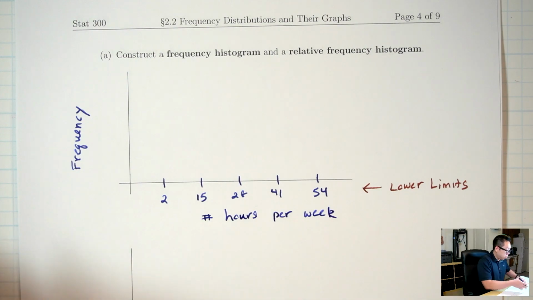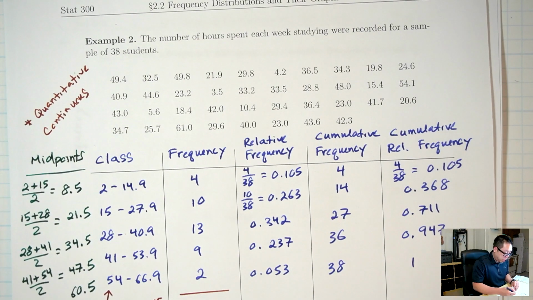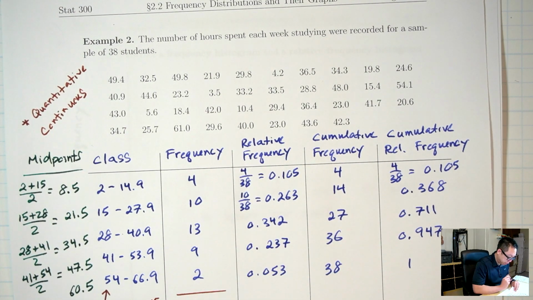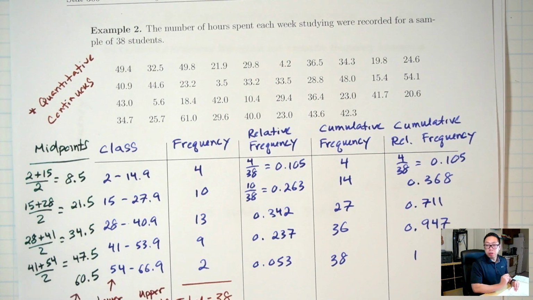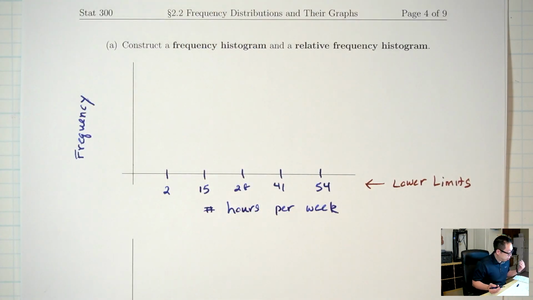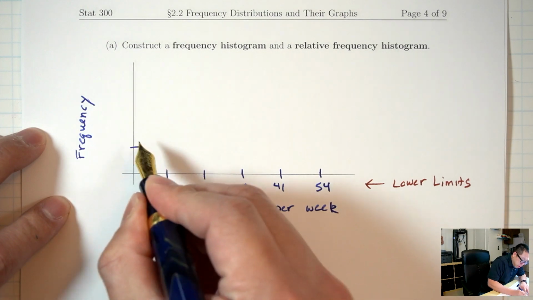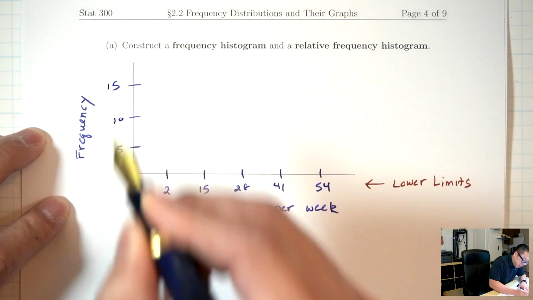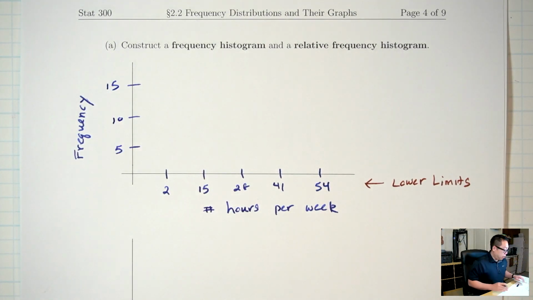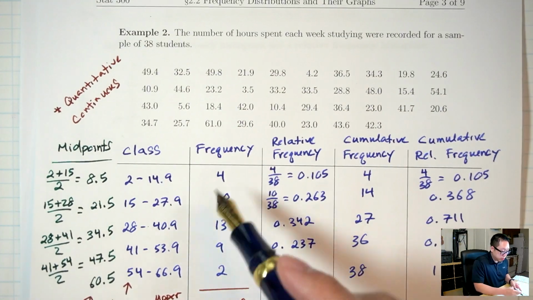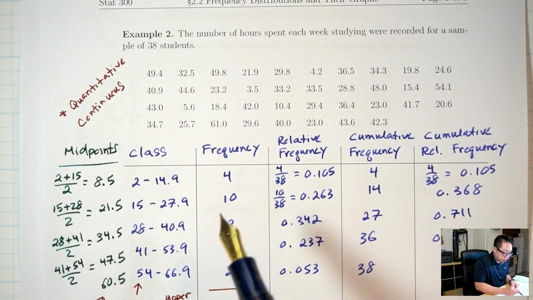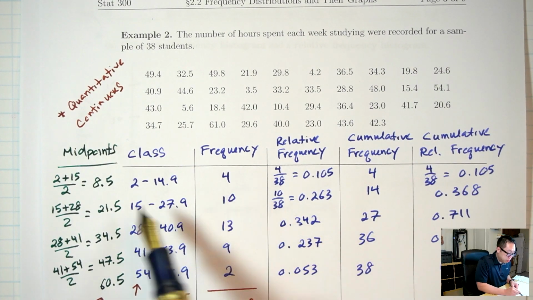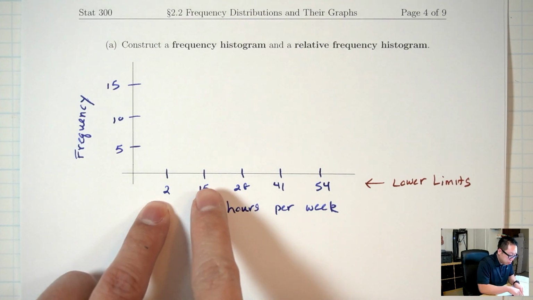Okay, so frequency. Frequency, low end is 2. On the high end, it is 13. So you can choose how you want to count this out. I'm going to go by 5s. So 5, 10, 15. All right, the first frequency is 4. So this 4 is representing the range from 2 to 14.9, right? So this bar should be from 2 to 14.9.